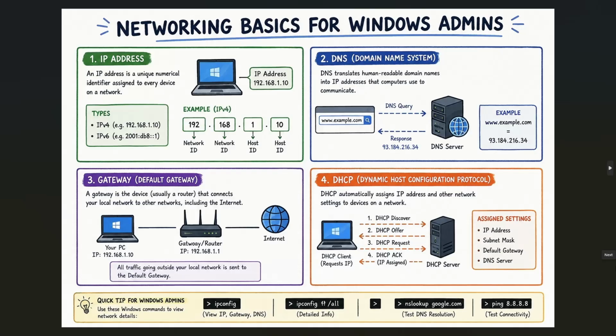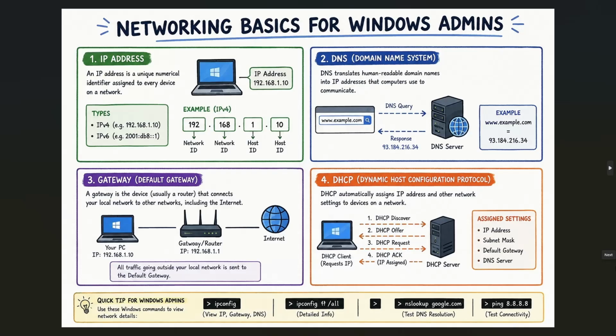So let's go through the definition first. What is an IP address? An IP address is a unique numerical identifier assigned to every device on a network. So what does that mean? This means that every device on your network will have a unique IP address. So it cannot be like two devices having the same IP address. It is not possible. If you forcefully enter these IP addresses into the devices, they will have a conflict and they will not be able to communicate in your network, right? Because that is a conflict.